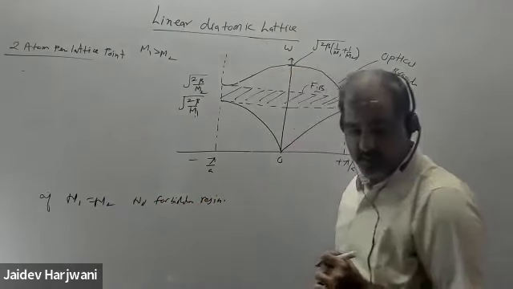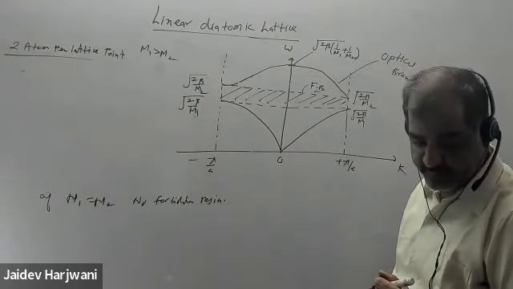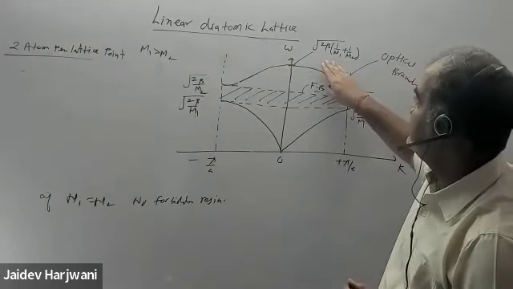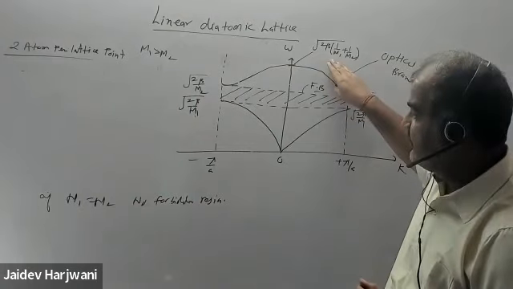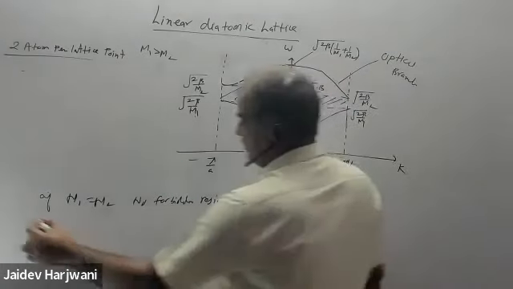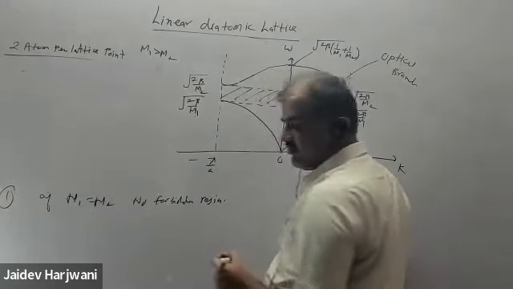The acoustic branch curve should be smooth, right? And it should not have that kink, right? That we will see. We are discussing, let me discuss one point at a time. If m1 equals m2, there is no forbidden region.